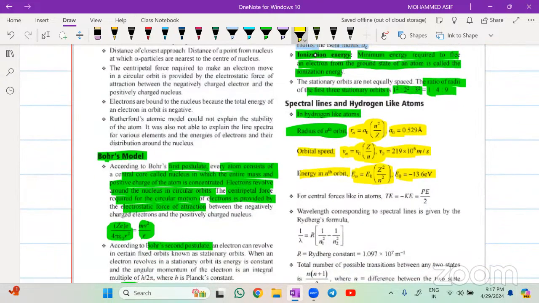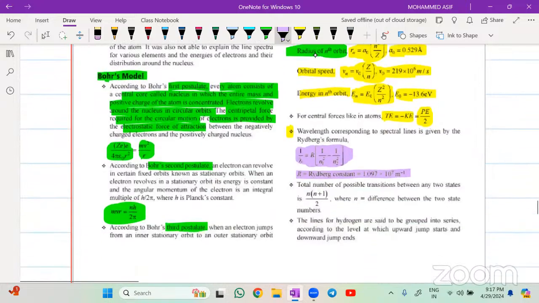For central forces like an atom, total energy is minus of kinetic energy, and that is equal to half of potential energy. I hope you remember this formula. Now this is very important. Wavelength corresponding to the spectral lines is given by the formula 1 by lambda is equal to R into 1 by n1 square minus 1 by n2 square. R is Rydberg's constant. Value of that is 1.097 into 10 power 7 meter inverse.